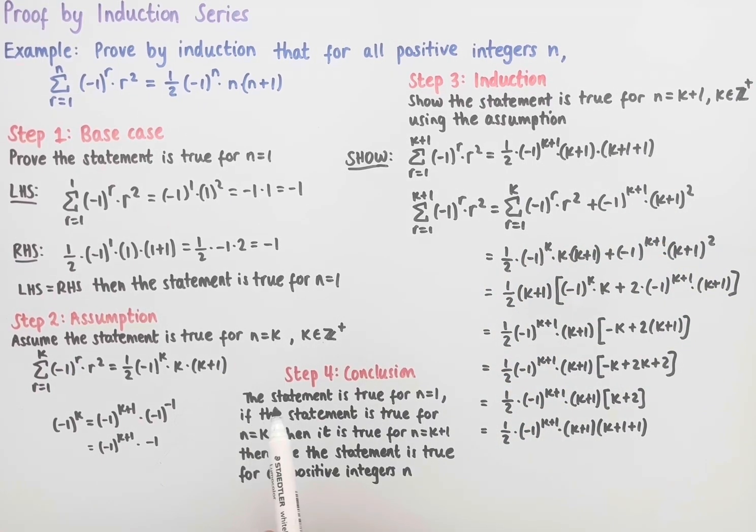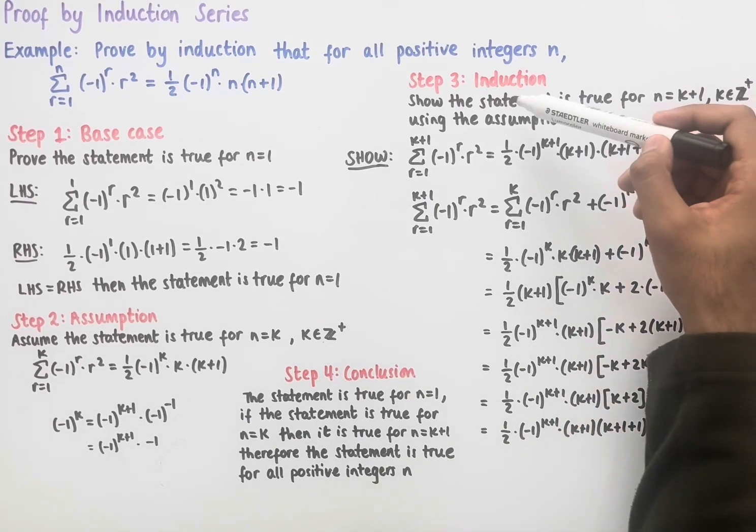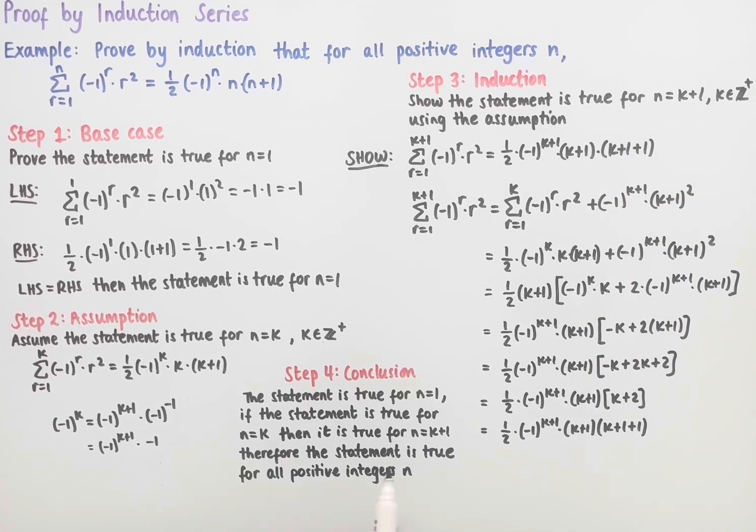So the final step in our proof by induction is the conclusion. We have that the statement is true for n equals 1, which we showed in the base case. If the statement is true for n equals k, so provided that our assumption is true, then it is true for n equals k plus 1, since we've shown that through our induction. And so therefore the statement is true for all positive integers n. That is our proof by induction for this question.